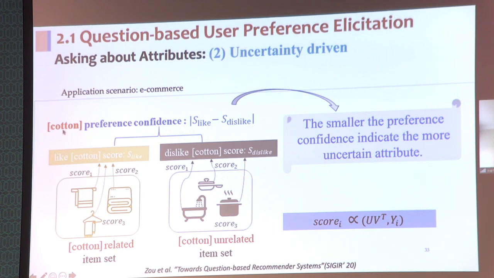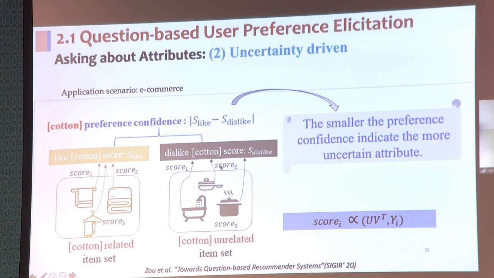Okay, so if we want to calculate the uncertainty of cotton, we just have two sets of items. One set contains all the items that contain the attribute of cotton, and the other item set contains all the items that do not contain the attribute of cotton. Then the system estimates the average preference score over the items of these two sets. Here S-like means the average preference score on the items that contain the attribute cotton. So it estimates how likely the user will like the attribute cotton.